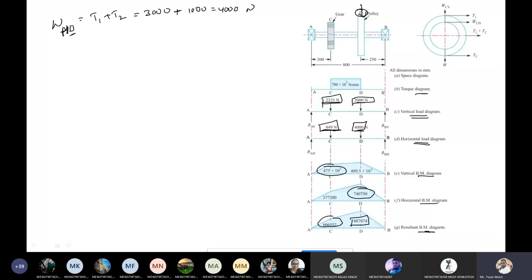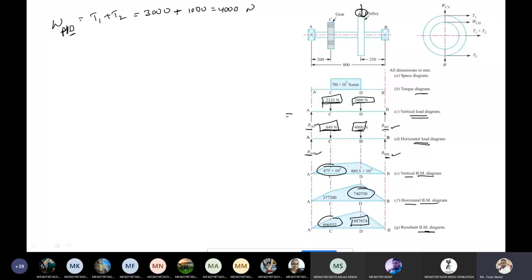Now what we need to calculate? Bending moment due to vertical loads, bending moment due to horizontal loads. To calculate the bending moments, first we need to calculate the reactions at RA and RB. Two RA values are there and two RB values are there: the RA due to vertical load and the RA due to horizontal load, and likewise the RB due to vertical load and the RB due to horizontal load. So before calculating the bending moment, we need to calculate the reactions.